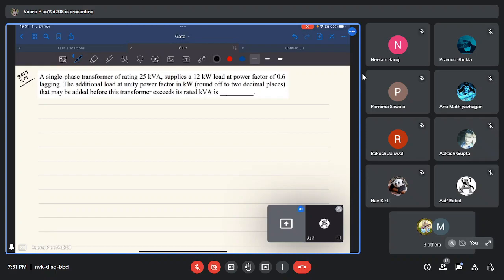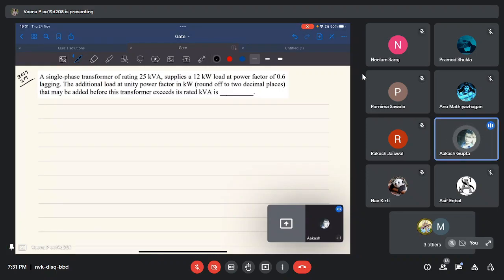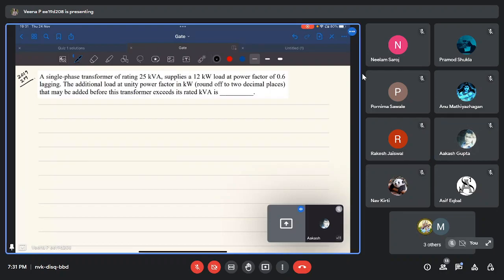Everyone went through the question? Yeah, ma'am, the transformer has an inductive load, which is approximately half of its load capacity. I'm just rounding off. Now, how much can we add as a resistive load so that it must not go beyond its rated value? Correct. So now, the load power is 12 kilowatt, which is already given.